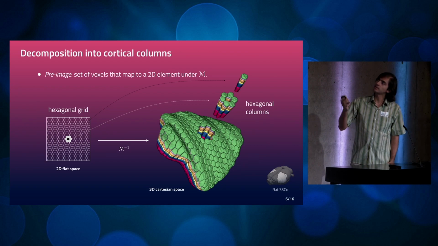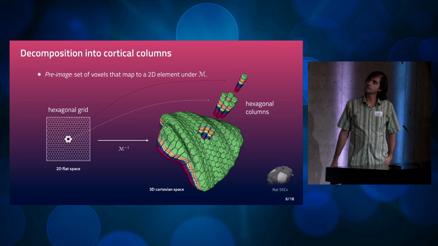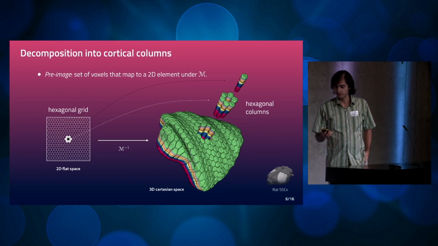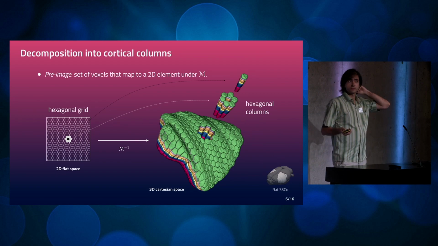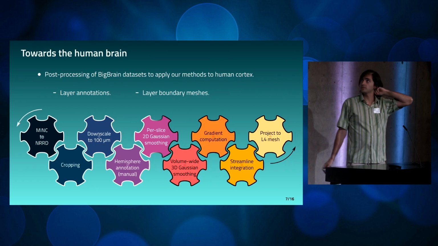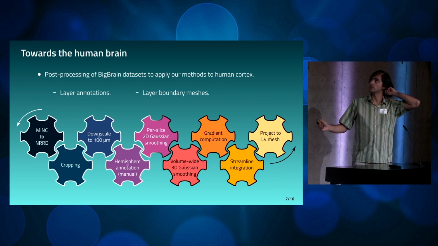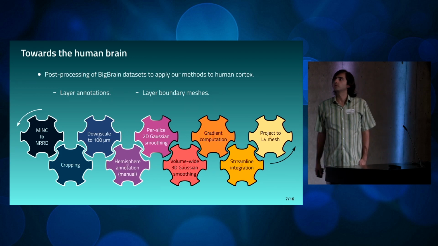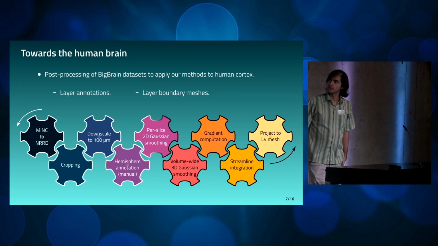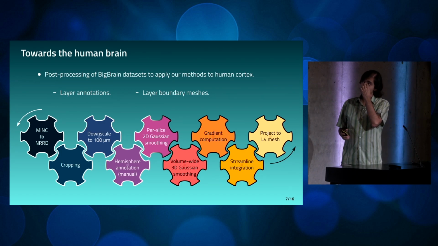So this has multiple applications that we have used when doing models of somatosensory cortex. But essentially I thought, maybe I can apply this also to the human cortex. So I did this. I took the layer annotations available with the BigBrain dataset and also the boundary meshes that are available. And then I went through some processing steps to have the data in the input format for the algorithms that I already had.